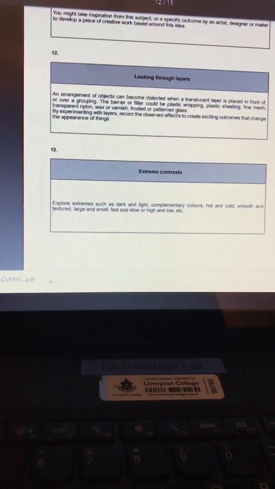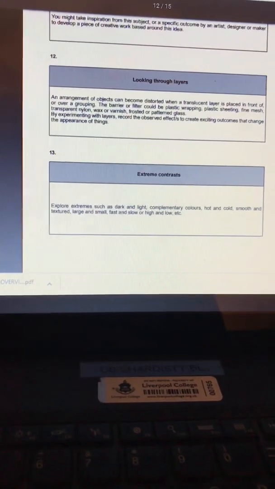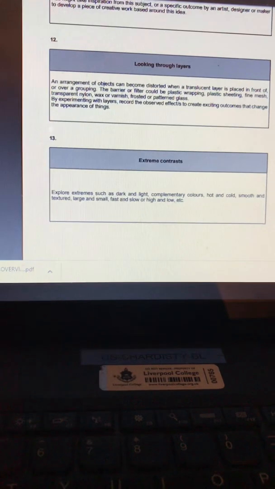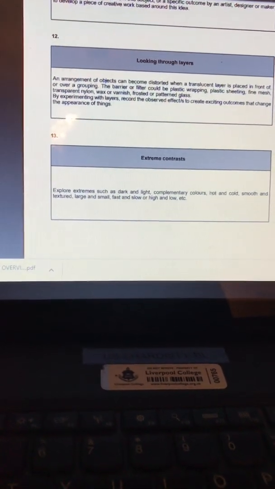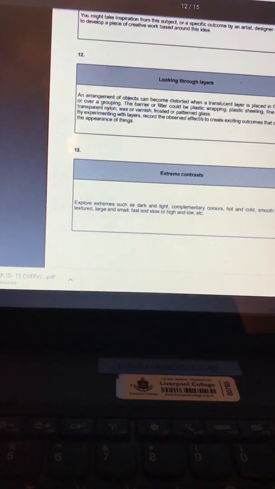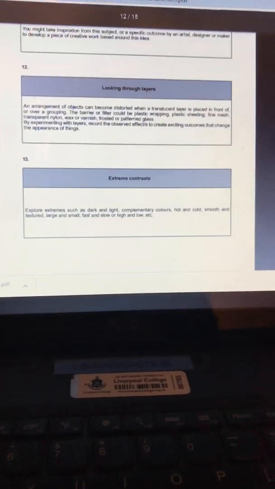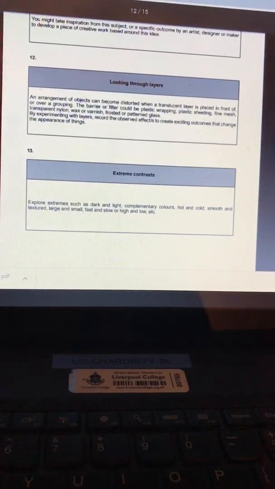Extreme contrasts. Explore extremes such as dark and light, complementary colours, hot and cold, smooth and textured, large and small, fast and slow, and high and low. So that is all about opposites and using this idea of opposites to create your project.